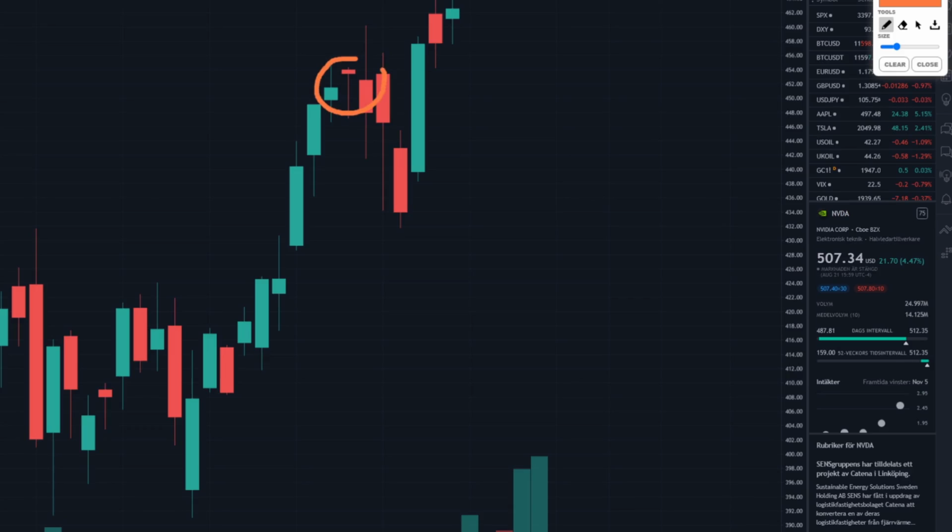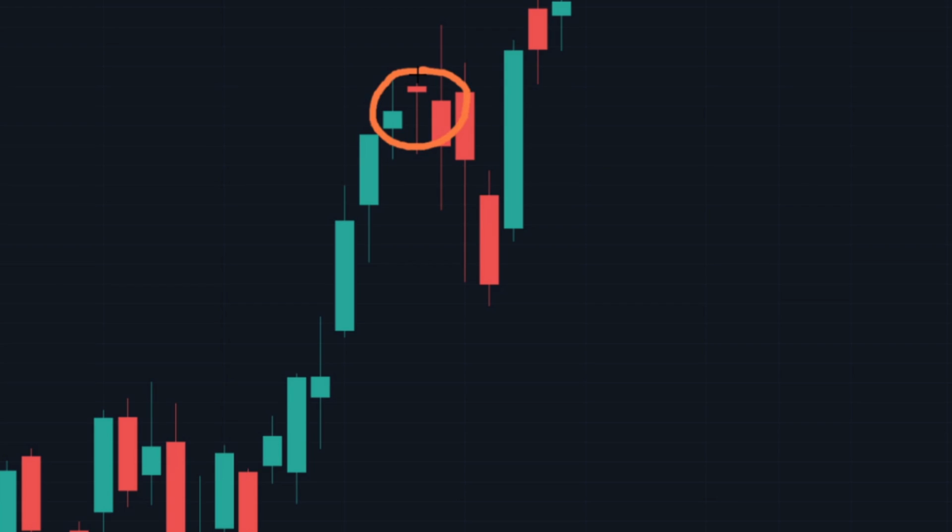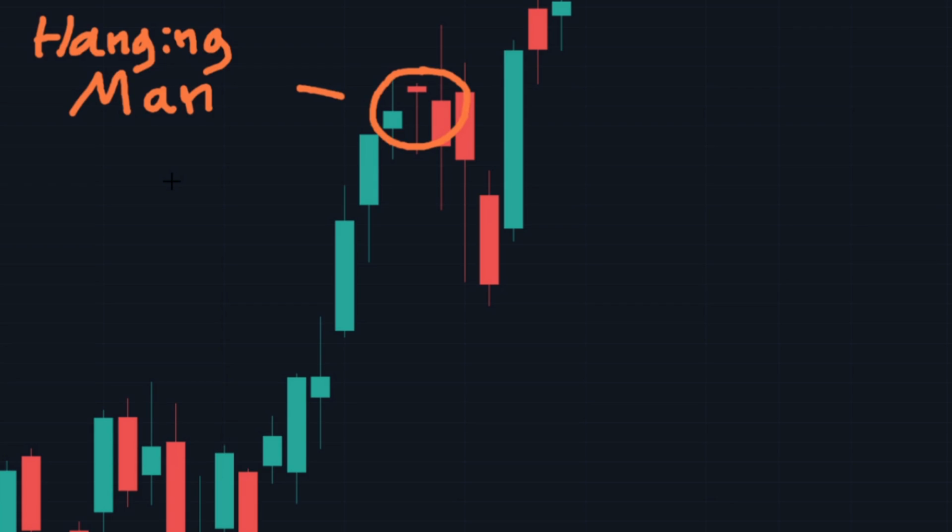This candlestick right here is an example of a hanging man candlestick. In this video, we are going to take a look at what they look like and why they are important in trading. So yeah guys, without further ado, let's get started right away here.